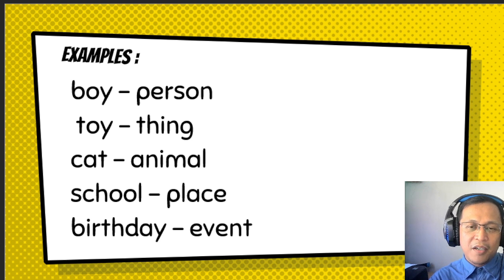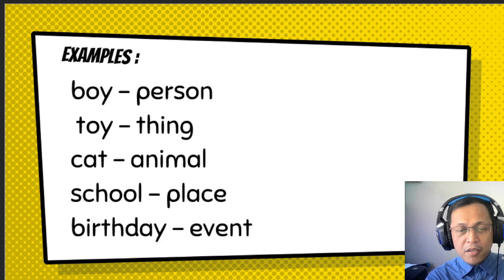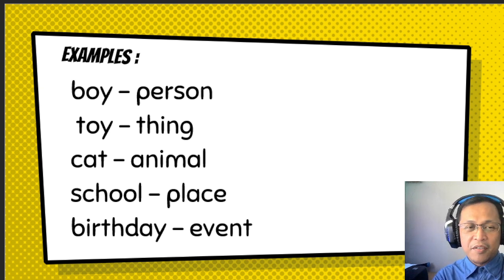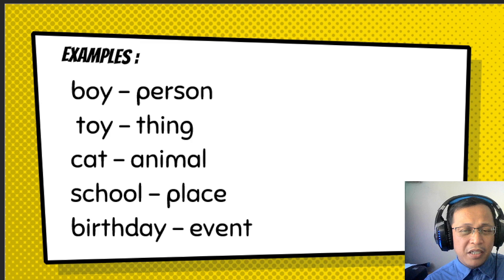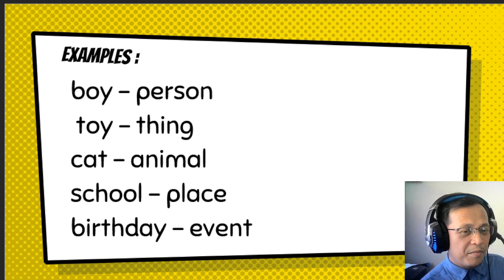Now, the examples are, we have boy for common noun, and again, these are all common nouns, no? Again, boy. If we use boy, it refers to a person, no? It's not a very specific person, but person in general. Okay. Now, if we are talking about toy, then toy is a thing, no? Cat is an animal, school is a place, then birthday is an event.